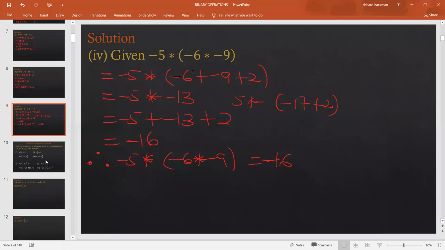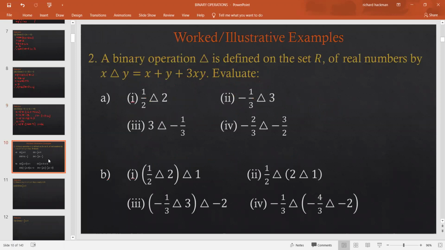All right, so that will be it for our first set of questions. Now let's go and look at our second set of questions. Again, we are still on evaluation. So this is what we have. Question 2, worked example 2: binary operation delta is defined on a set R of real numbers by the following rule.